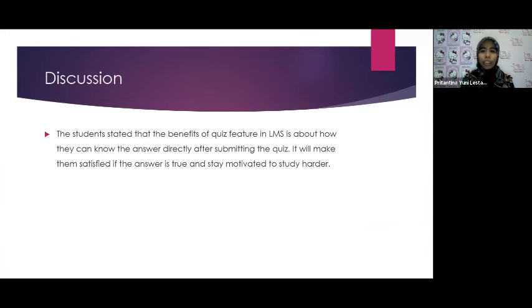And from the data, we can know that the students stated that the benefit of the quiz feature in LMS is that they can know the answer directly after submitting the quiz. It will make them satisfied if the answer is true and stay motivated to study harder.